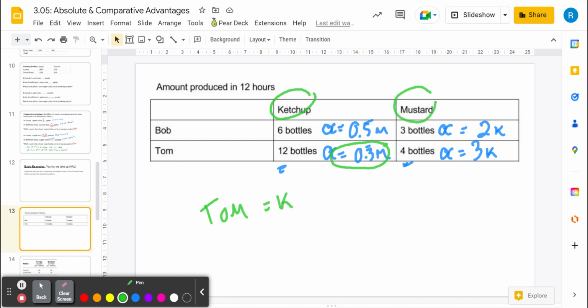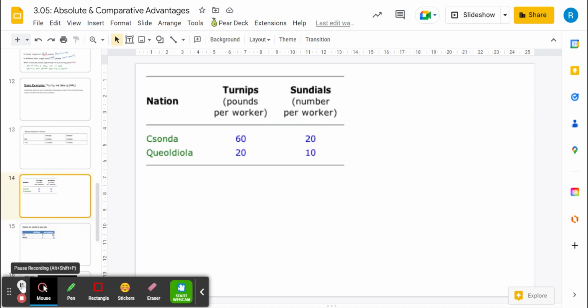And then in terms of mustard, who has a lower opportunity cost? Well, it should be Bob. Okay, 2 ketchup bottles is a lower opportunity cost than 3 ketchup bottles. So Bob should make the mustard. Okay, so the optimal scenario would be that. And that's an example of calculating it using comparative advantage.